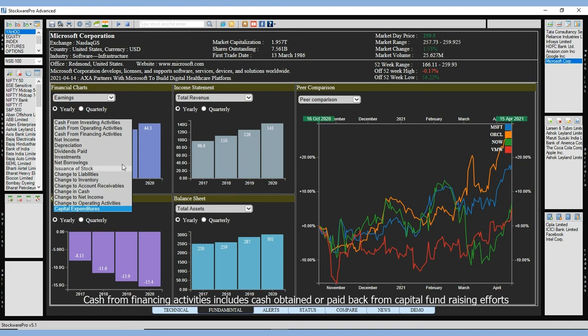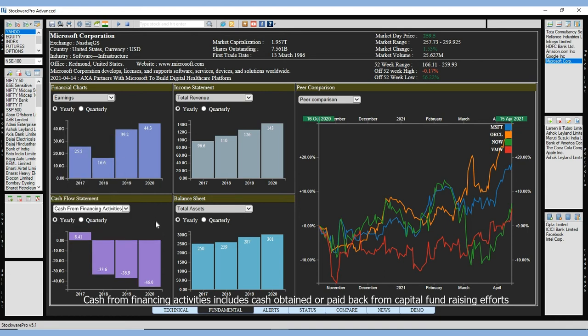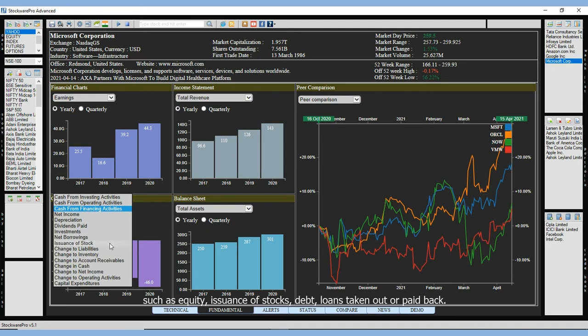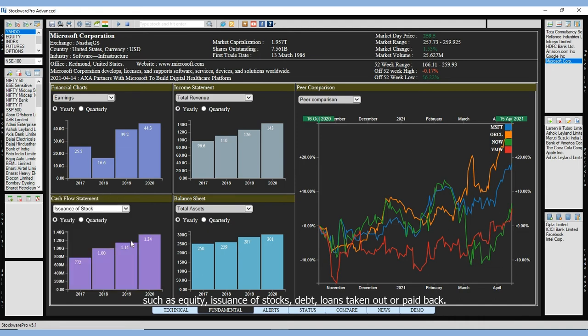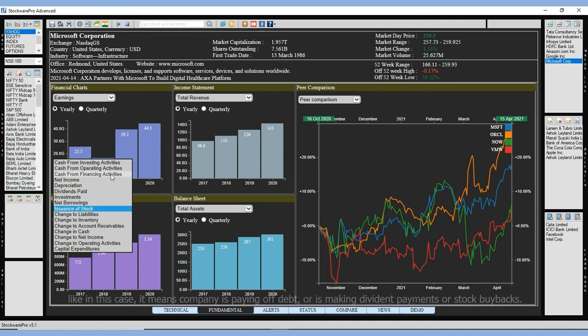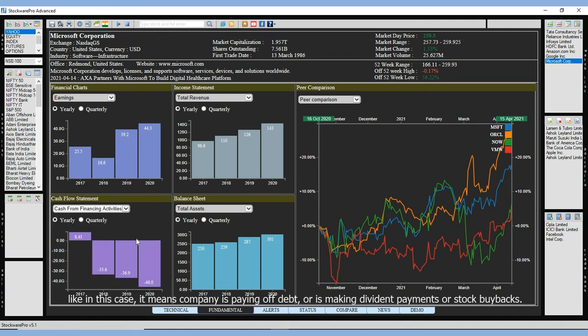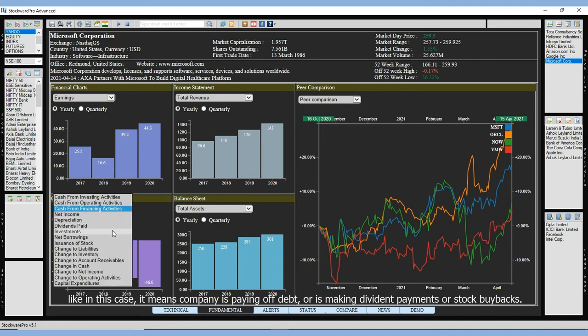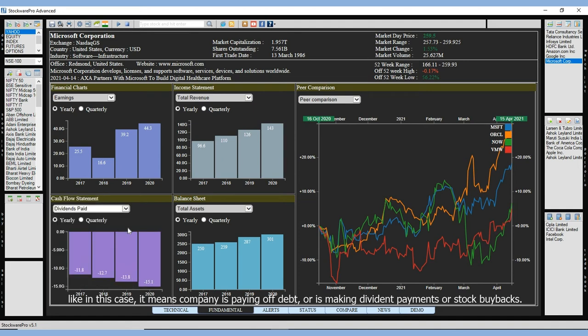Cash from financing activities includes cash obtained or paid back from capital fundraising efforts such as equity issuance of stocks, debt, loans taken out or paid back. Increasing cash flow from financing means more money is coming into the company than flowing out. When the number is negative, like in this case, it means the company is paying off debt or is making dividend payments or stock buybacks.